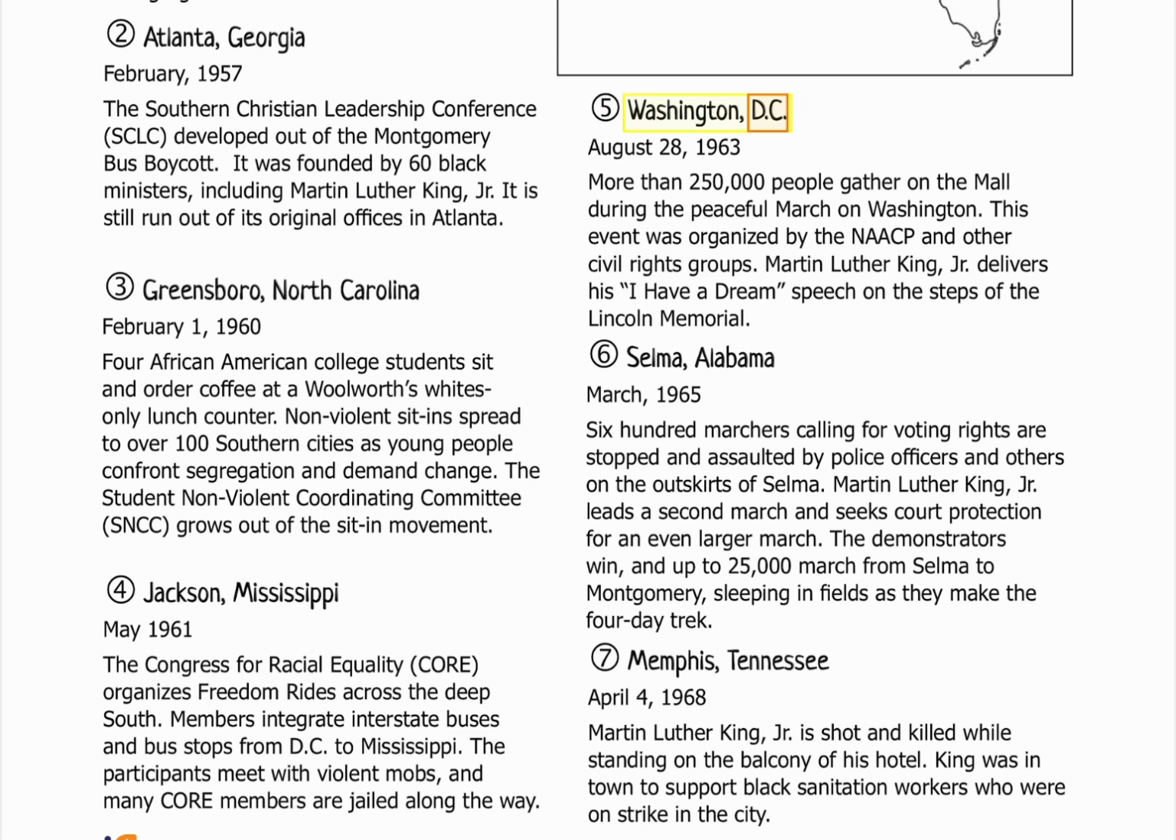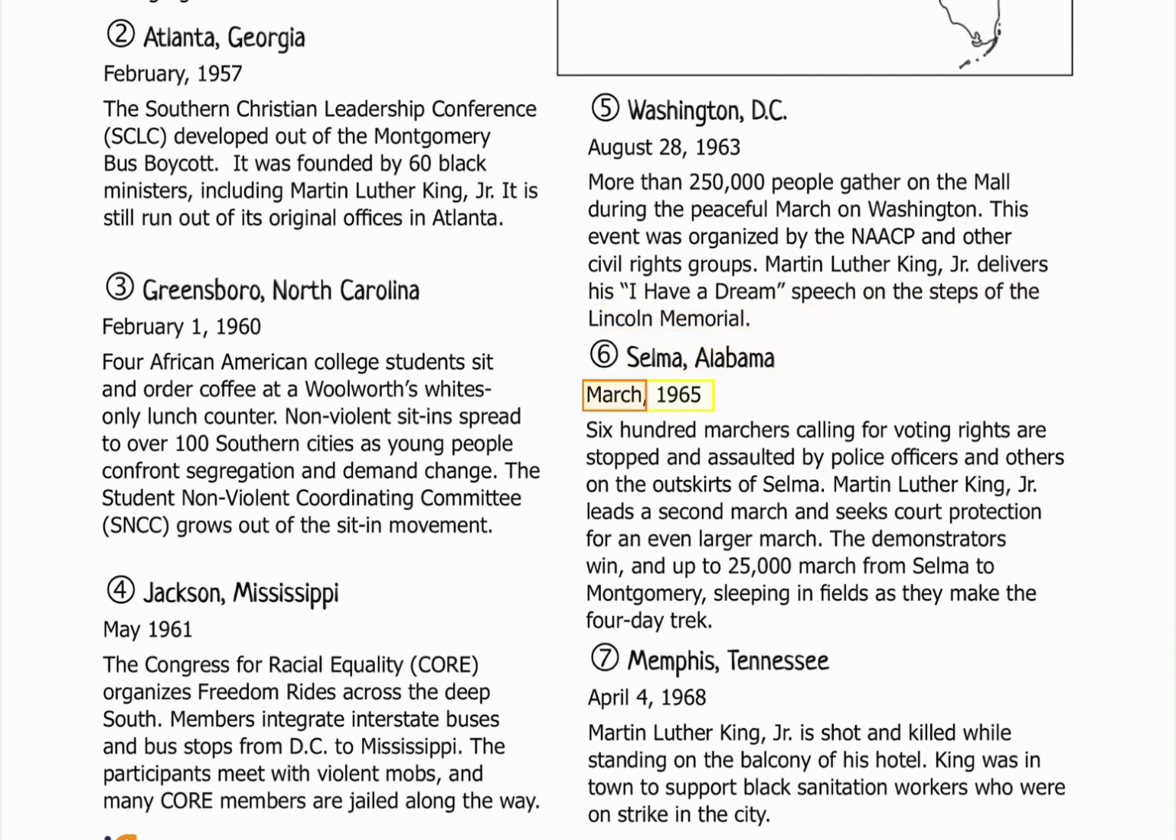Washington, D.C. August 28, 1963. More than 250,000 people gather on the Mall during the peaceful March on Washington. This event was organized by the NAACP and other civil rights groups. Martin Luther King, Jr. delivers his I Have a Dream speech on the steps of the Lincoln Memorial.